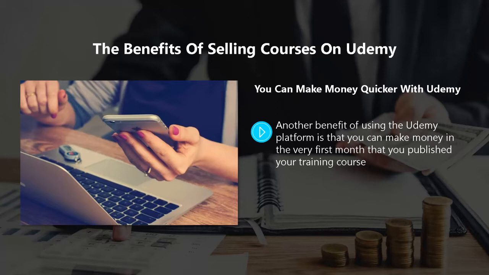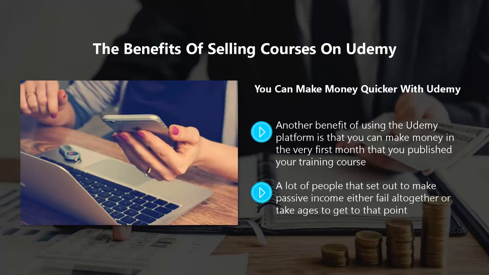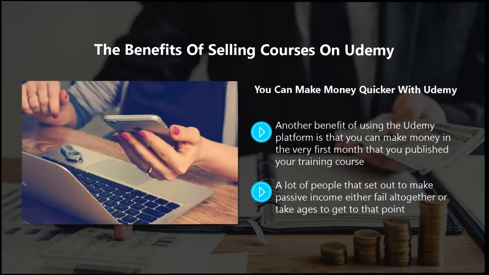And when you produce training courses that your market wants and you establish your reputation, it will be easy for you to generate a significant passive income each month. A lot of people that set out to make passive income either fail altogether or take ages to get to that point. They take the approach that they need to build an audience first, and then later on they will make purchases. It is not unusual for this approach to take anything from a year to 18 months to start generating a regular monthly income. Why wait that long when you can utilize the power of Udemy and do it a lot faster?